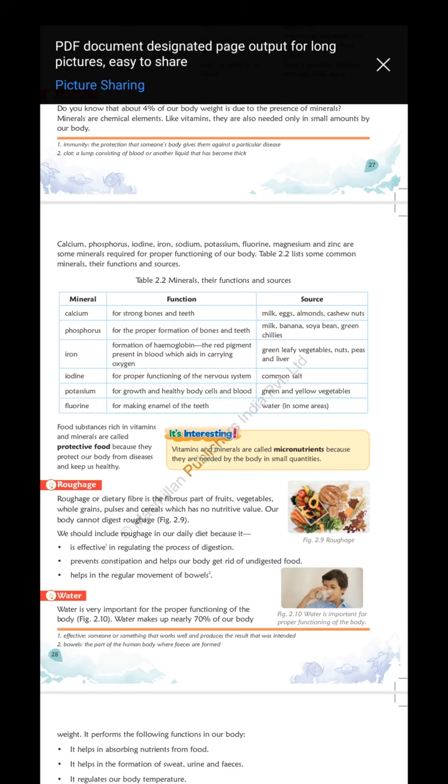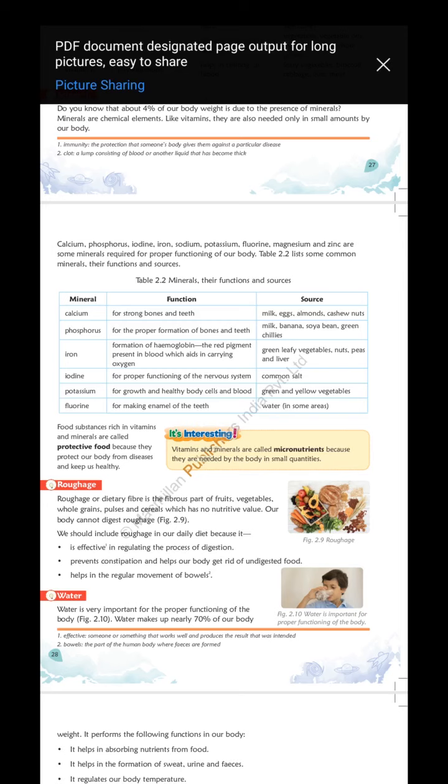And potassium, growth of healthy body cells and blood. Potassium K. Potassium is needed for healthy body cells and blood. And green and yellow vegetables, sources are green and yellow vegetables we can get. So in that manner we have to get.